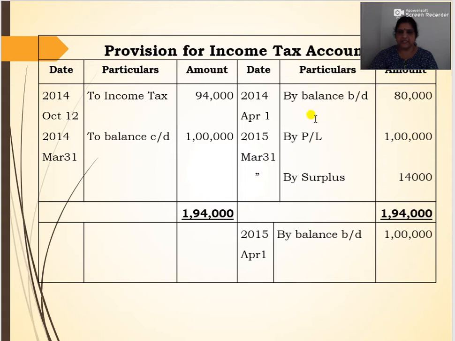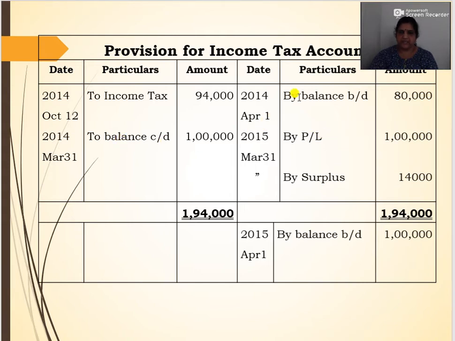Okay, so these are the items. Opening balance 80,000. Then current year's income tax, that is the income tax assessed for the year, 94,000. Then current year's provision 1 lakh. So current year's provision will be the closing balance of provision for tax account. Okay, so the provision for income tax account will be having a closing balance, that is of rupees 1 lakh. So this is the new provision. So the closing balance will also be rupees 1 lakh.